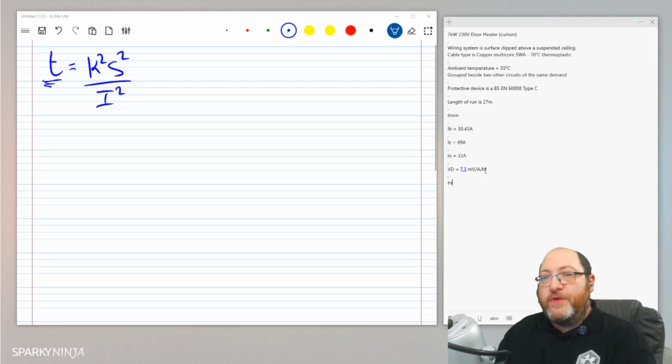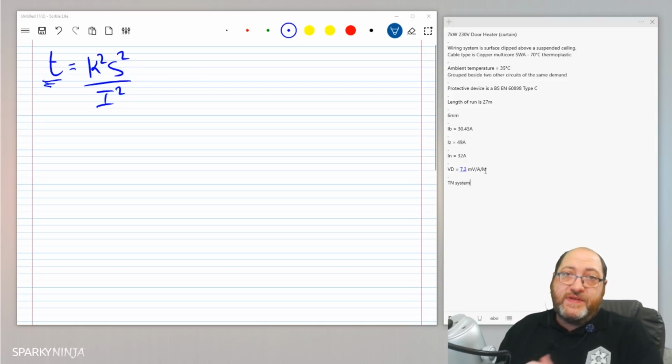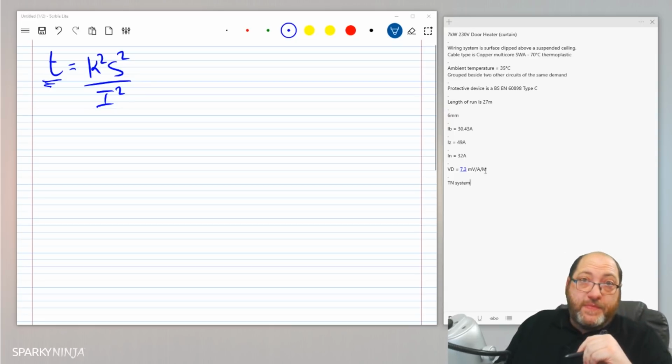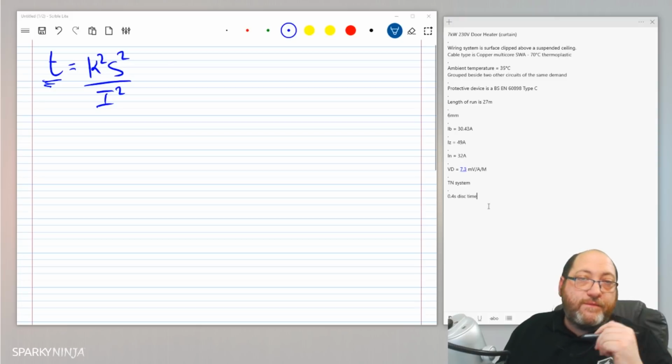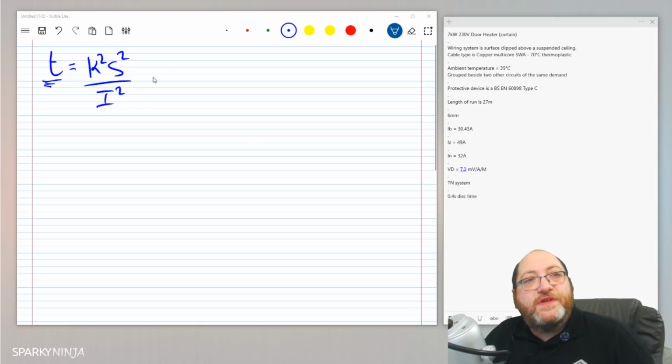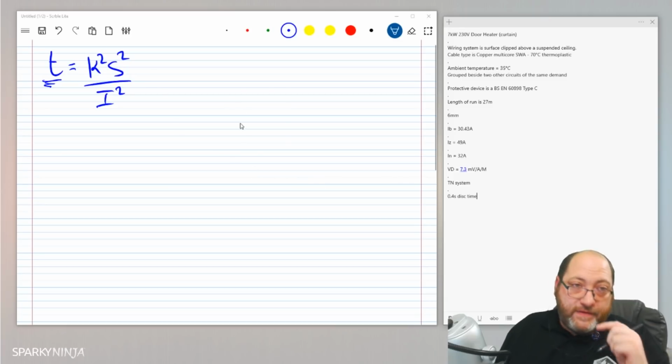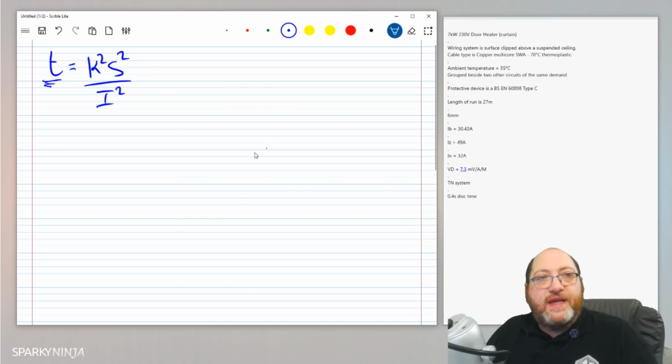Alright, which means we've got a final circuit. Now let's remember part 4, chapter 41. We've got a final circuit now. And this final circuit on a TN system is connected to equipment that is not greater than 32 amp, because it's 32 amp. That means the disconnection time for this requirement is going to be 0.4 seconds. Okay? We need 0.4 seconds. So we need to make sure the time we achieve here in this calculation is more than that. Now, something we do not have in this calculation is a value of K or a value of fault current.